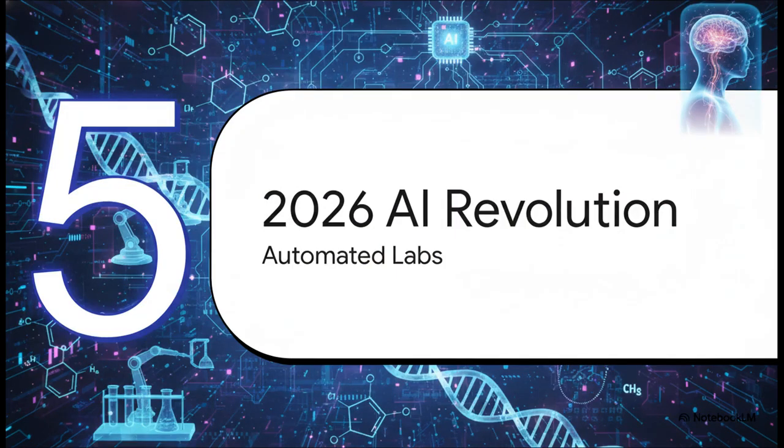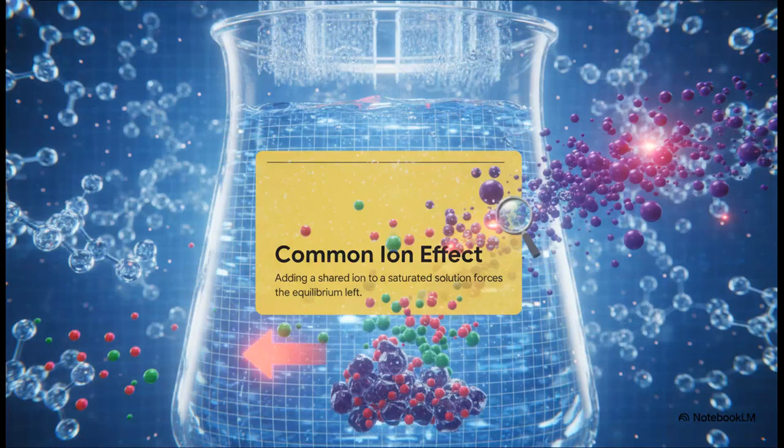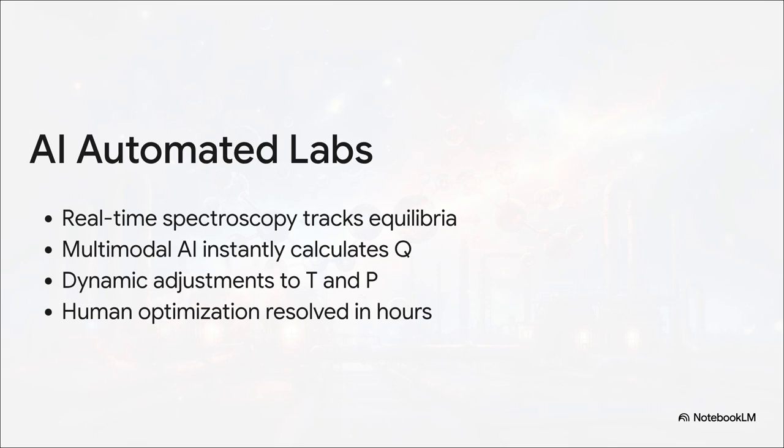Finally, Section 5, the 2026 AI Revolution, Automated Laboratories. Okay, first, we need to understand the common ion effect, which deals with solubility equilibrium, or KSP. Imagine a saturated solution, and you drop in a shared ion. Le Chatelier's principle instantly kicks in and forces the equilibrium violently to the left. This drastically reduces the solubility of the compound. Today, highly advanced water purification facilities use this exact trick to deliberately pull specific toxic materials right out of our drinking water. But the way we actually manage these super complex equilibria is going through a massive revolution.